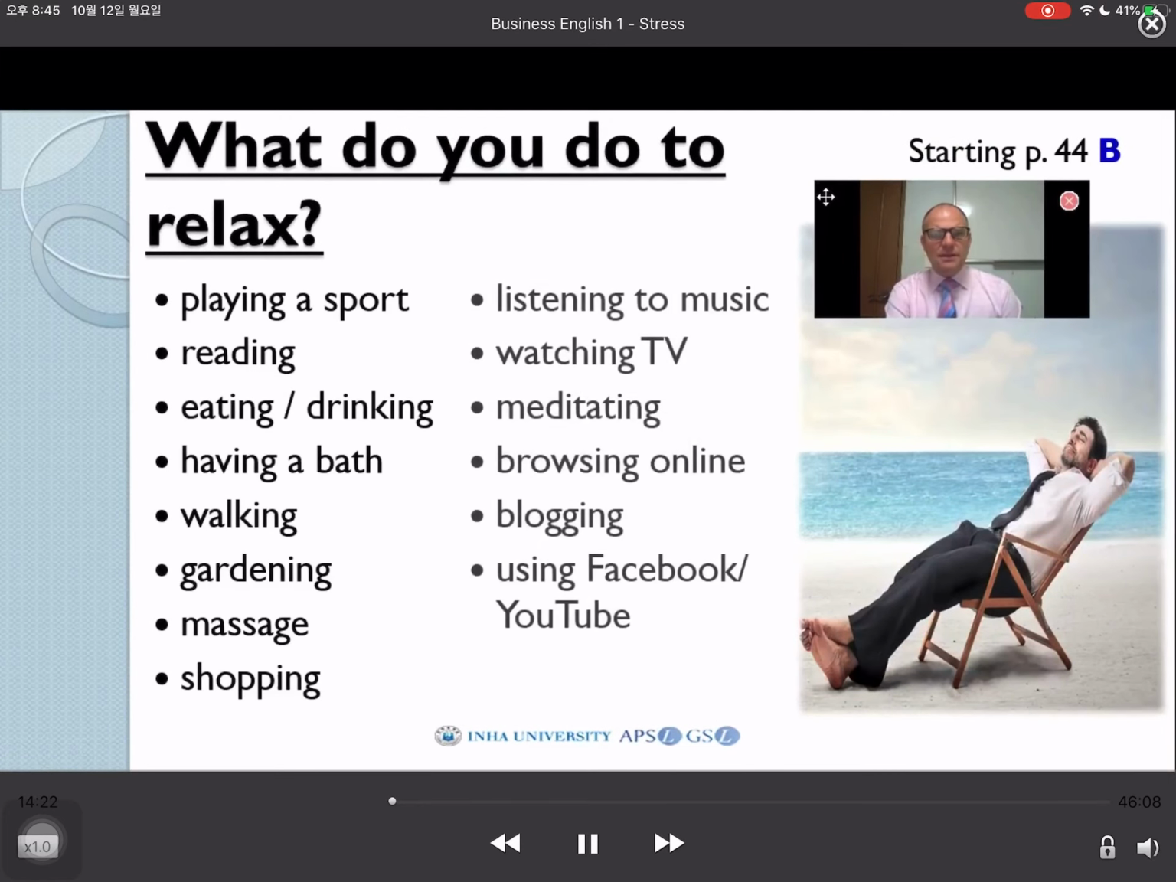How about some things you do to relax? So what relaxes you? Lots of people read, play sport, browse online, shopping, get a massage, watch TV. There's lots of things there. For me personally, what do I do to relax? I tend to go hiking more these days.